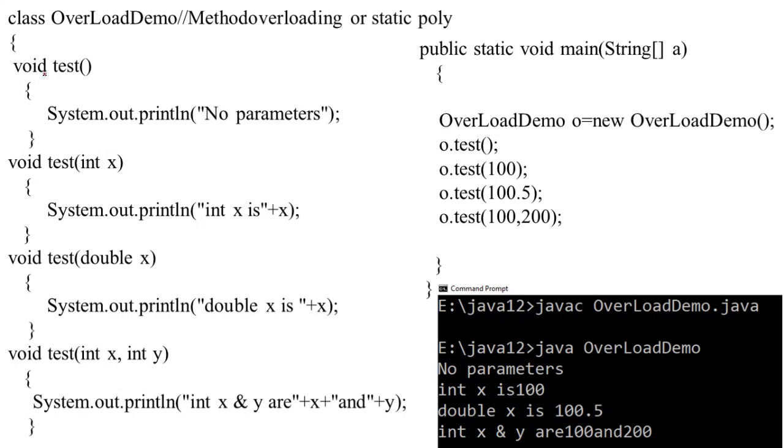Just understand this program. This is the class beginning. This one is the class ending. This is public static void main beginning. This is public static void main ending. This is test beginning, test ending. This is beginning, ending. This is beginning, ending.